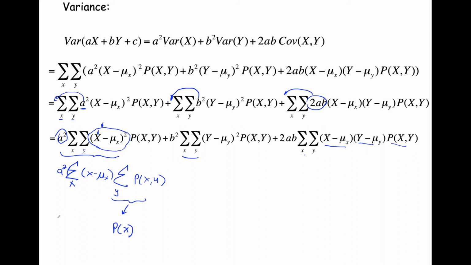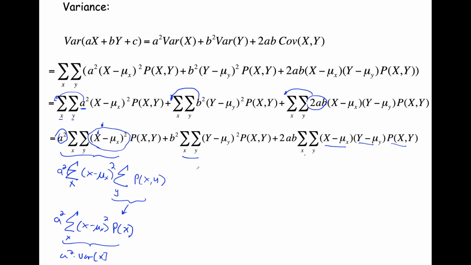So that gives me a squared times the summation with respect to x of x minus mu sub x, quantity squared, times p of x. I forgot the square term. That's exactly the variance, so that's the same as saying variance of x. So this becomes a squared times variance of x.